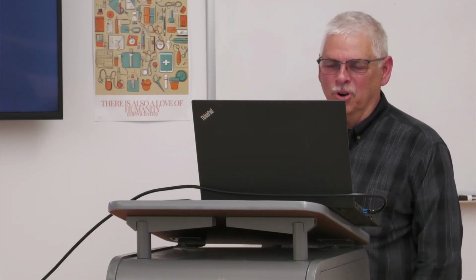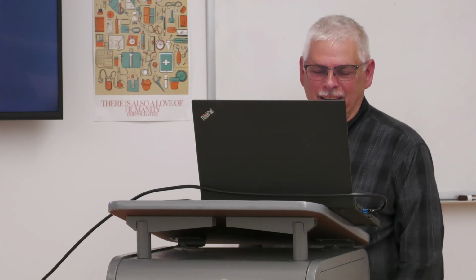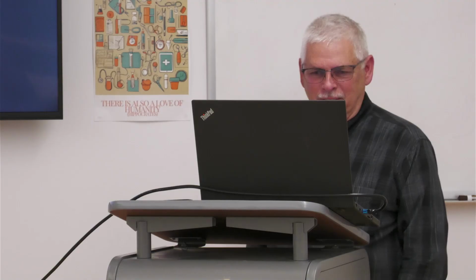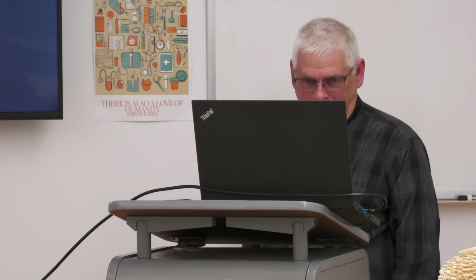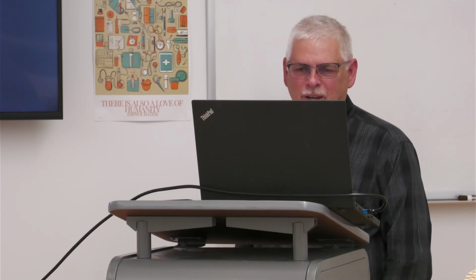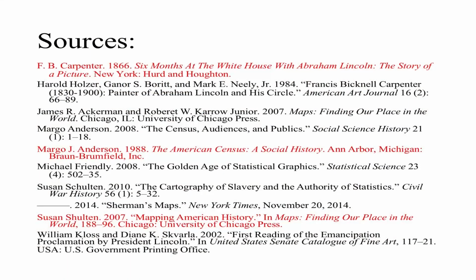And Margo Anderson's book on the census is really fascinating reading. It covers not just the 1860 census, but all the censuses and how they changed over time, and the types of data they were collecting. And Susan Schulten, I'll call her the queen of mapping American history. She wrote some really groundbreaking articles about Civil War mapping. Her articles were really helpful. But anyway, if we want to see where this came from, that's the source.